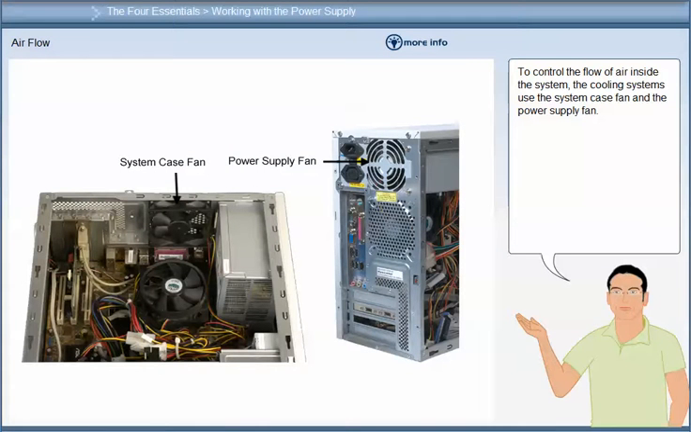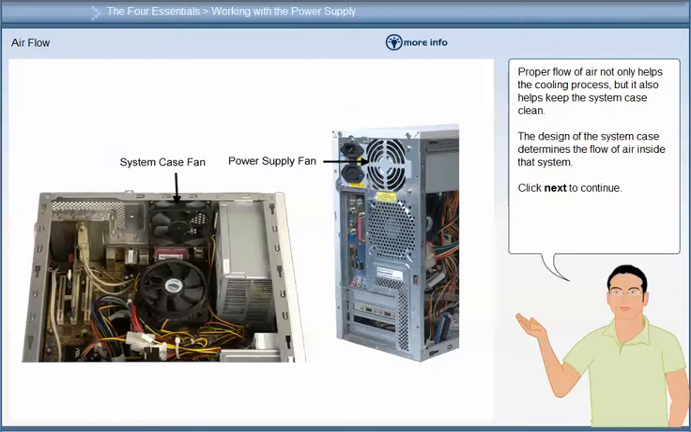To control the flow of air inside the system, the cooling systems use the system case fan and the power supply fan. Proper flow of air not only helps the cooling process, but it also helps keep the system case clean. The design of the system case determines the flow of air inside that system.